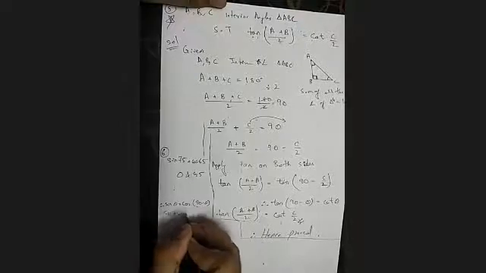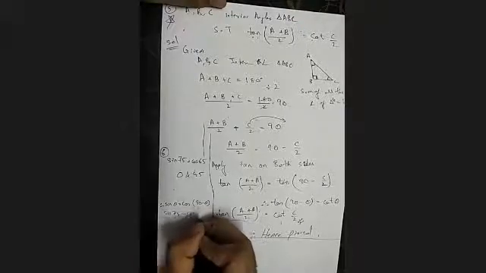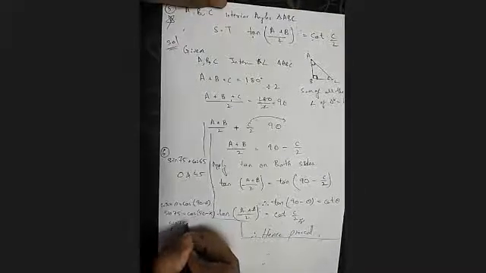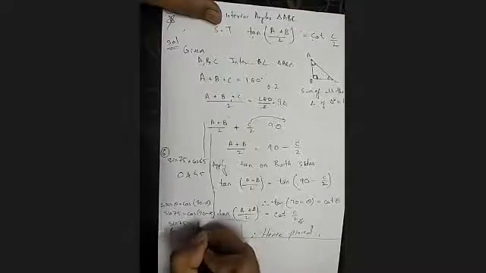Sine theta is equal to cos 90 minus theta. One formula. So sine 75 will be equal to cos 90 minus 75. What is 90 minus 75? 15. Cos 15. So we got one. Sine 75 will be equal to cos 15.